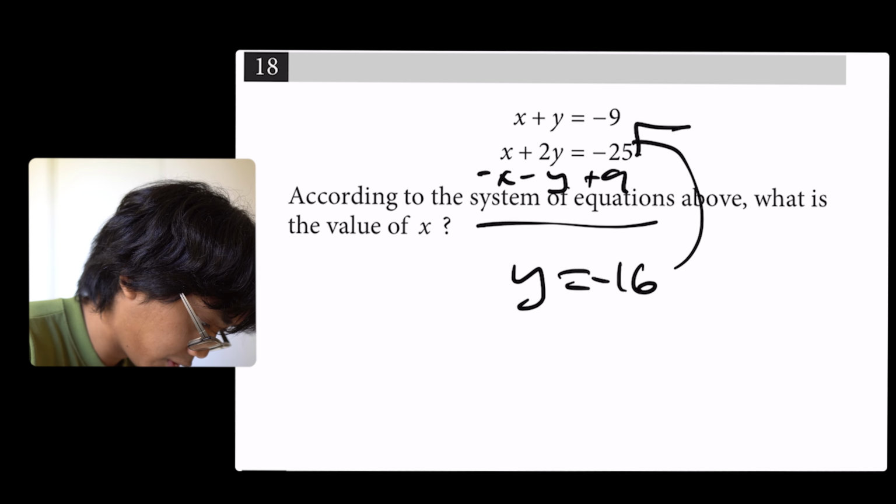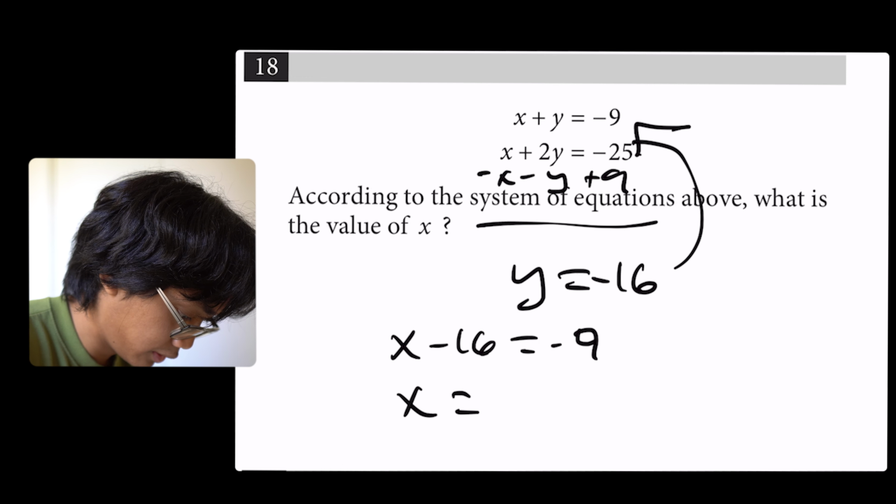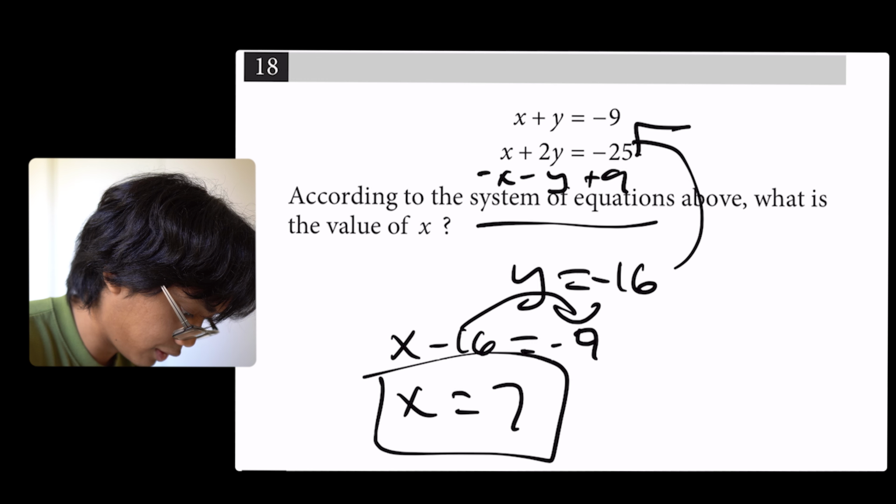We can plug that back into the original equation. So we get x minus 16 equals 9. And then so x equals 25. Because if you just bring the 16 over, that'll be 25.